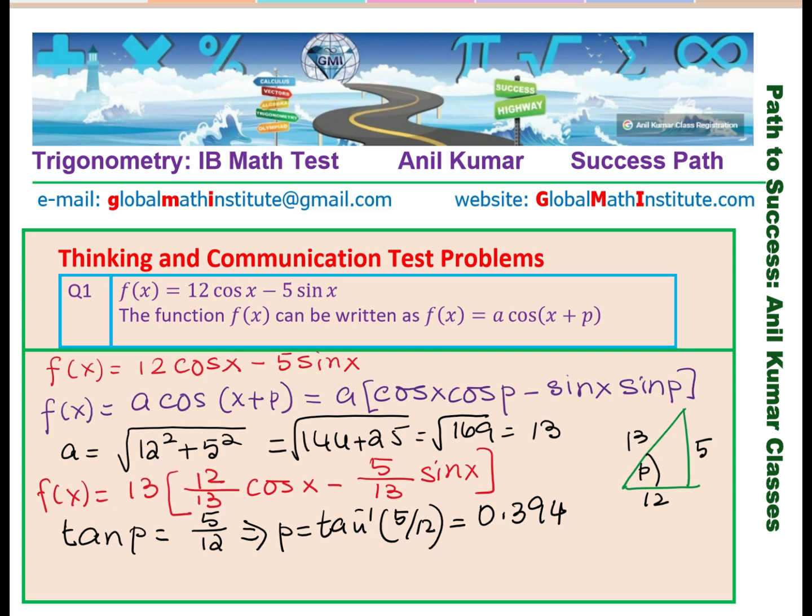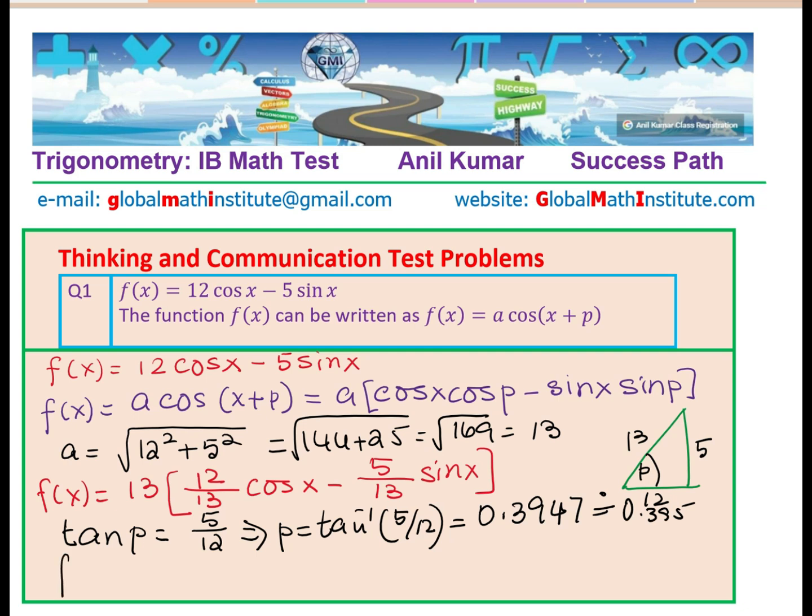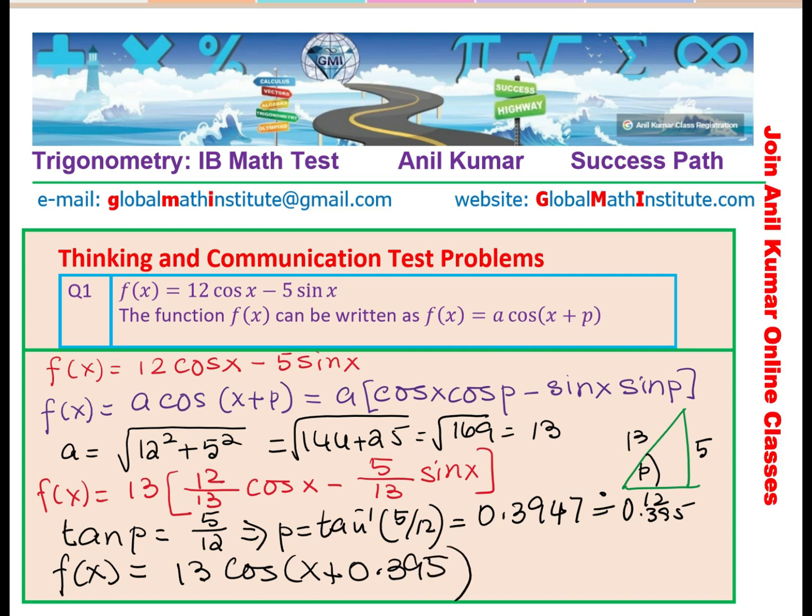So 3947. So I could actually round it to 0.395. Makes sense? So that becomes the value of P. And therefore, I can write the expression f of x as equal to 13 times cos of x plus 0.395. Now, sometimes you get this question as a graphing calculator question, right?